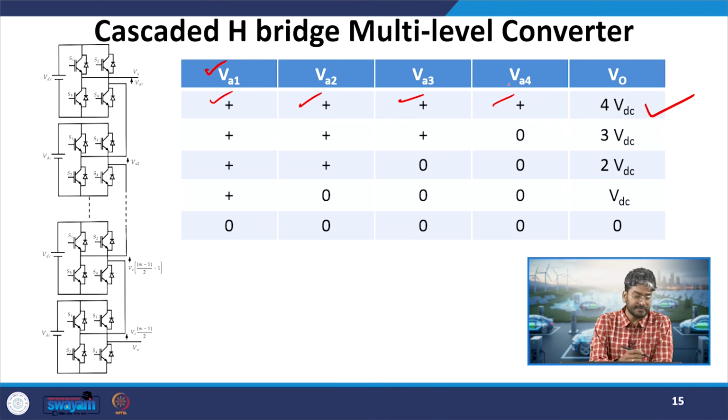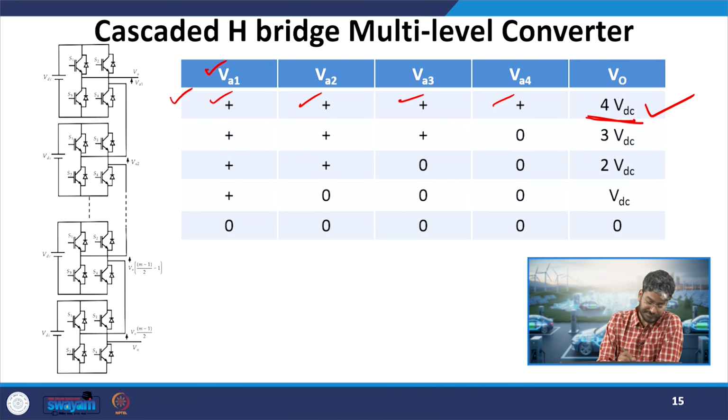What is the meaning of that? All the cells have S1 and S4 in the inserted condition. So I will get 4 VDC at the output stage. Similarly, in this case, when we go for the maximum positive or maximum negative voltage, we will not find any redundant combination. That will be true over here also. We will not have any redundant combination for generating 4 VDC, whereas for other cases, we will have redundant combinations.